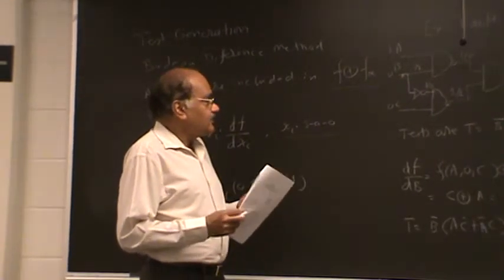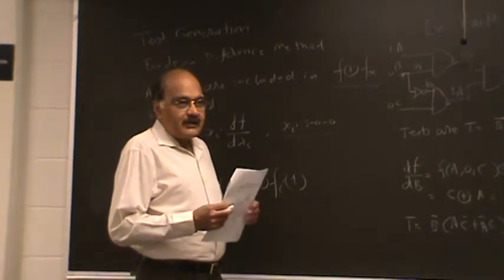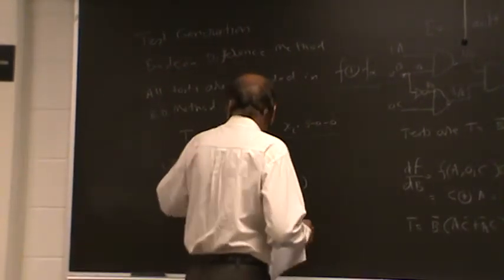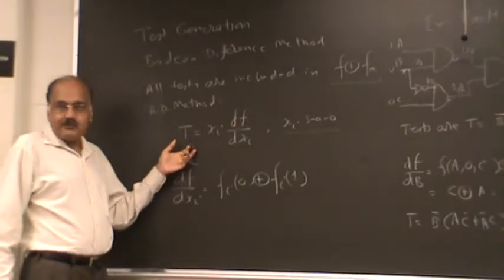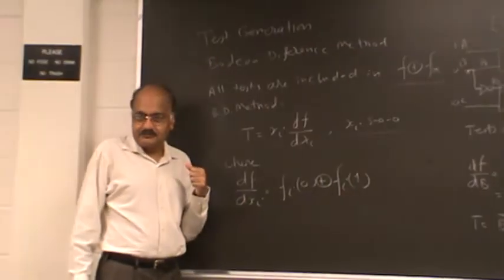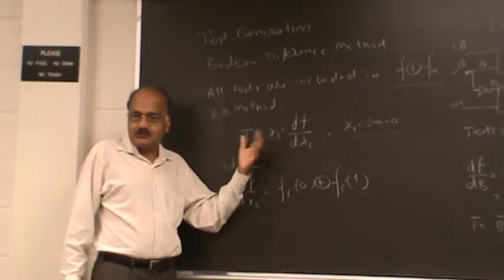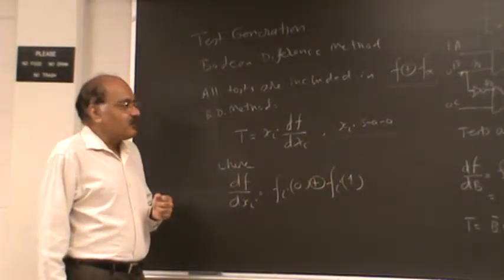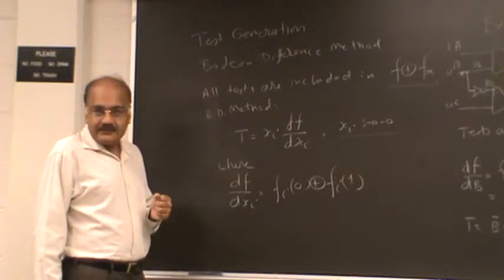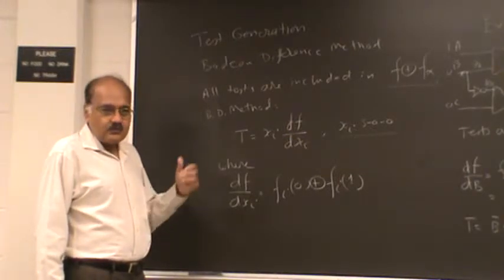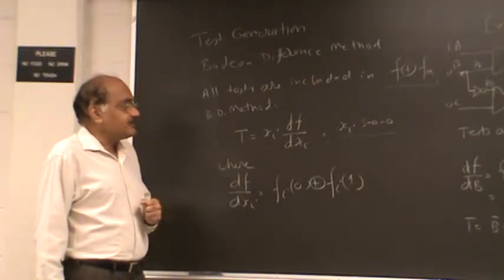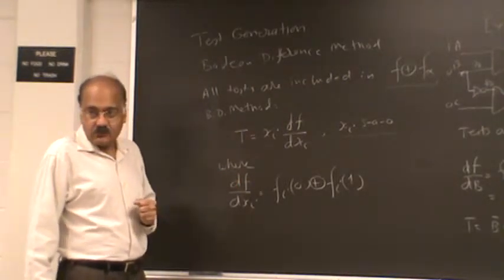Any questions on this? Okay, now so far, we have this here in terms of primary inputs. So X of I is one of the inputs to the circuit. Now what if you have a fault on one of the internal nodes? Then how would you apply the Boolean difference method for an internal node?